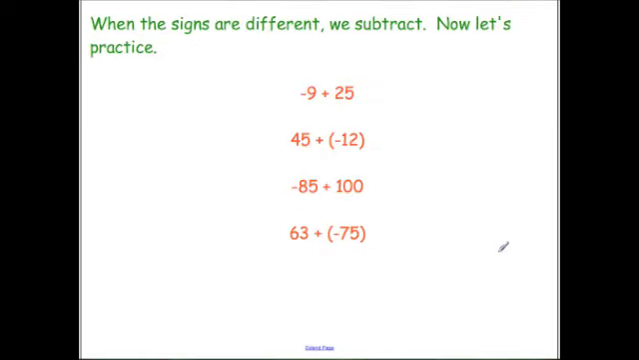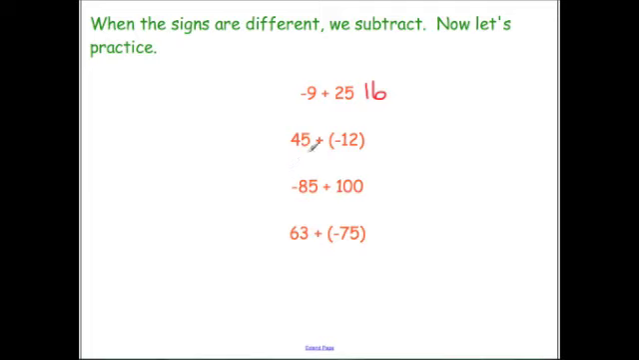Another rule we can think of is when the signs are different, we subtract. So we see we have one negative and a positive. So we know we're going to subtract. So we take the smaller from the larger. 25 minus 9 gives us 16, a positive 16, because 25 is a bigger number than 9.